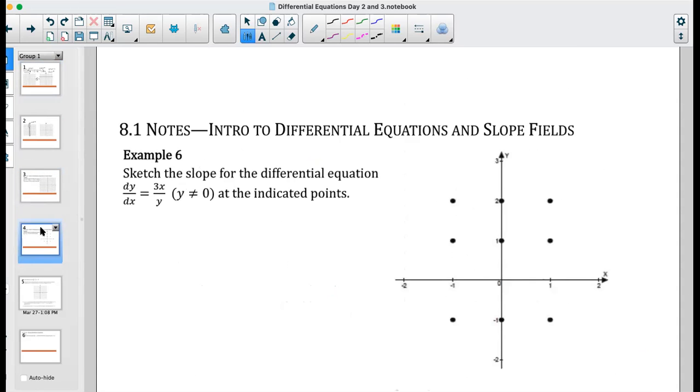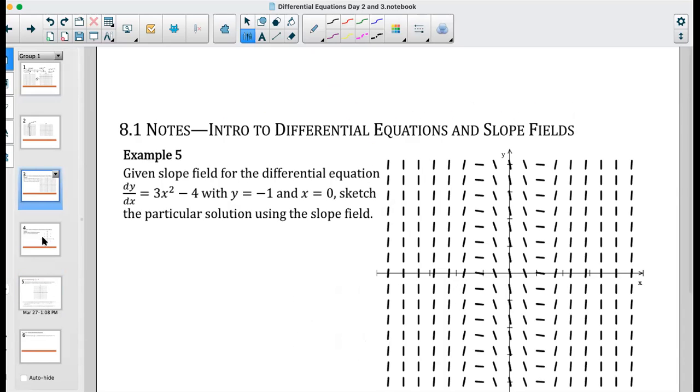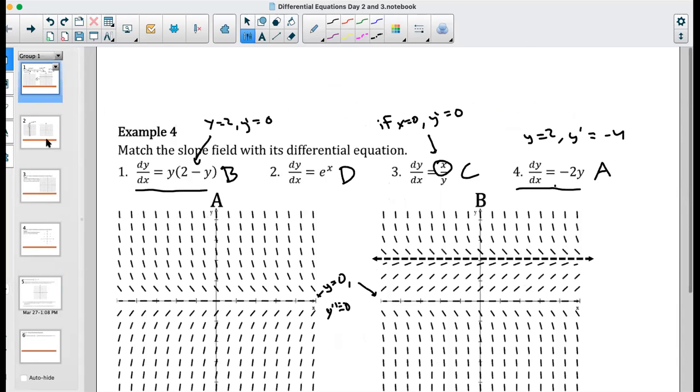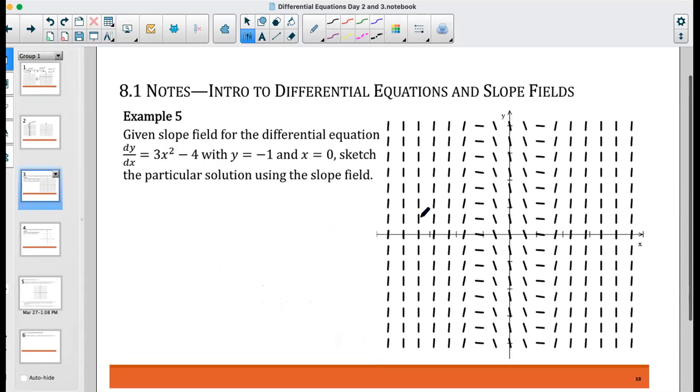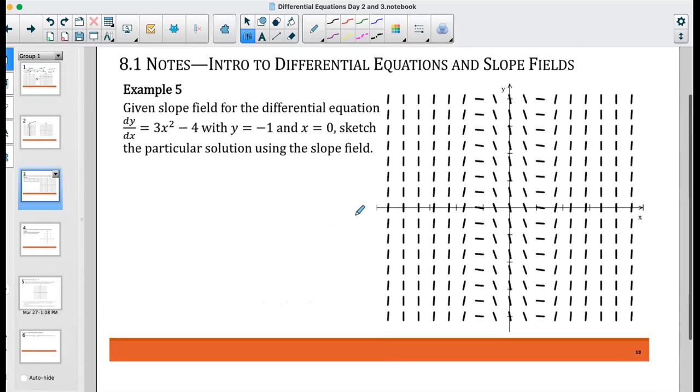There are 2 other questions I can ask you about slope fields. I can ask you the matching question. I can also give you a slope field and say, sketch the particular solution if this is the initial condition. What I would recommend is to write this as a point. The point would be (0, -1). And then go find that point on your graph. Looks like it's right here.